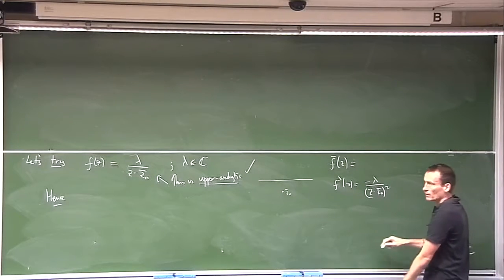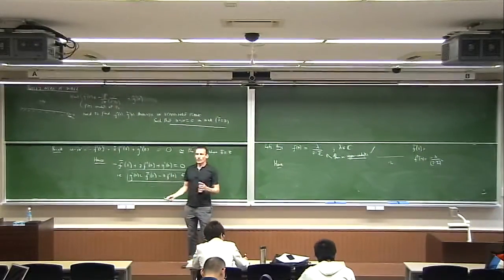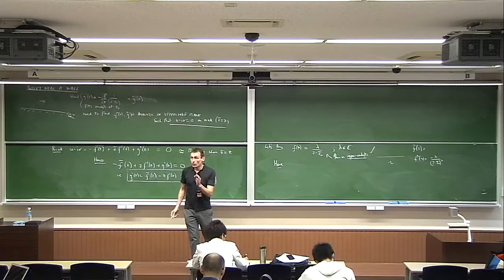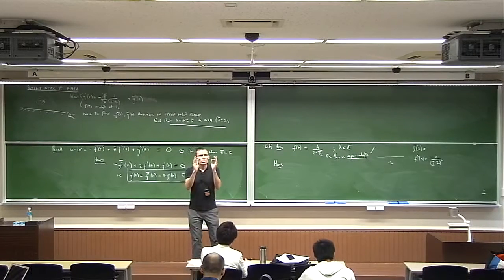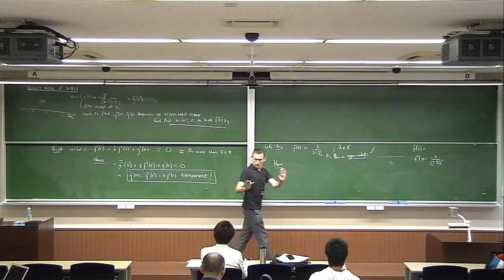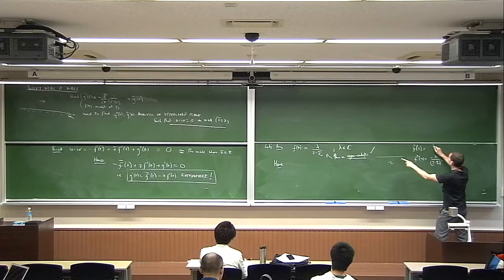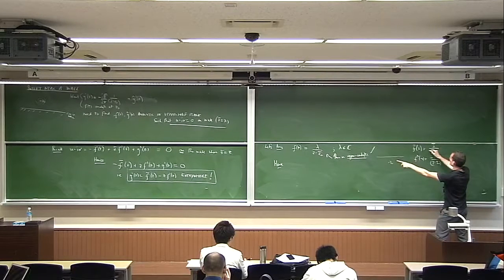It's easy. What about F bar of Z? Well, you remember how I told you to work out Schwarz conjugates. You look at the function, and every time you see a complex constant, you conjugate it, but you leave Z alone. So F bar of Z, look, the top is a complex conjugate. I take the conjugate of the top, and I leave Z alone, and I take the conjugate of the bottom.